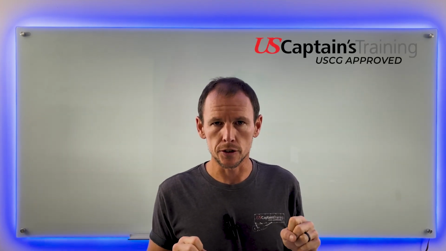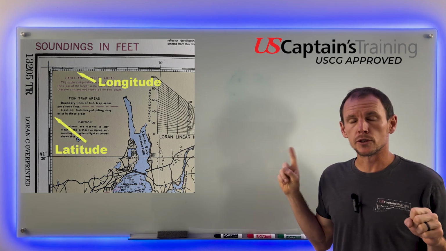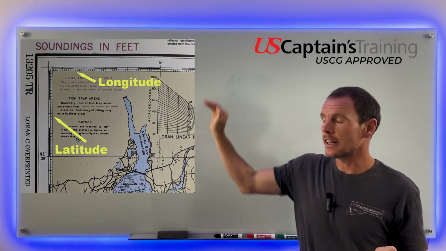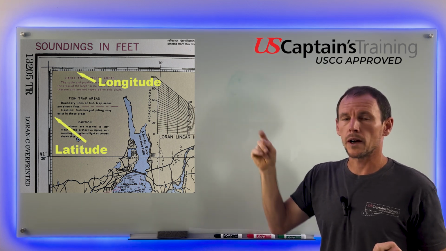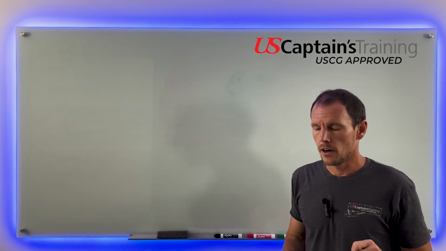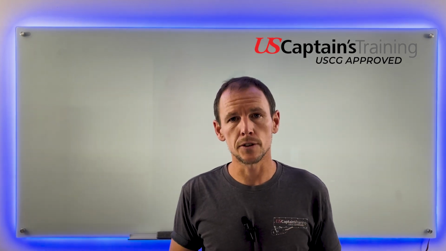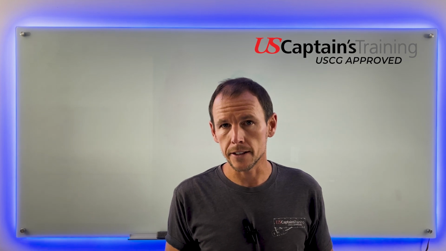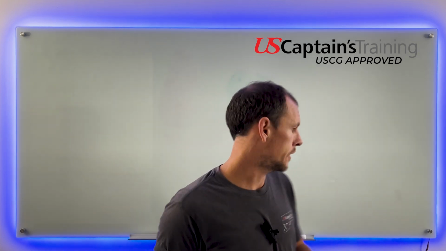Latitude and longitude. You can see this image here. It shows you latitude is like a ladder up the side of the chart, and longitude is east and west on the top and bottom of the chart. We only use the latitude to measure distances for these problems. I'm going to show you why. It's because 1 minute of latitude is equal to 1 nautical mile, conveniently.